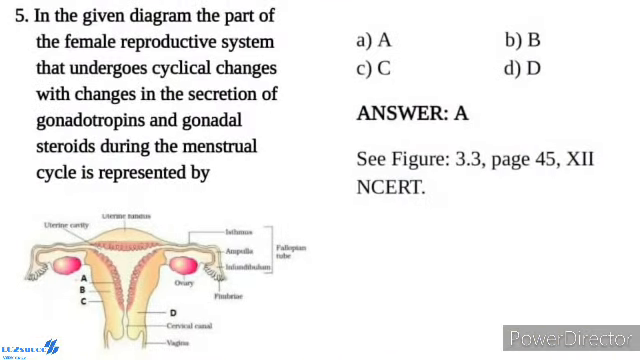Question number 5. In the given diagram, the part of the female reproductive system that undergoes cyclic changes with changes in the secretion of gonadotropin and gonadal steroids during the menstrual cycle is represented by, shown in the diagram, diagrammatic sectional view of the female reproductive system. A is endometrium, B is myometrium, C is perimetrium, D is cervix.